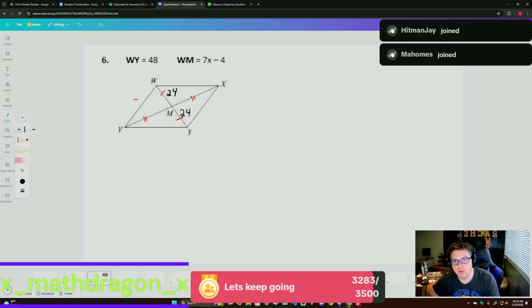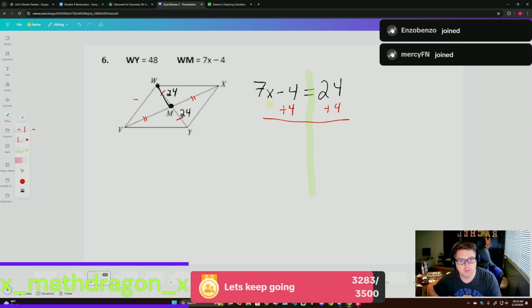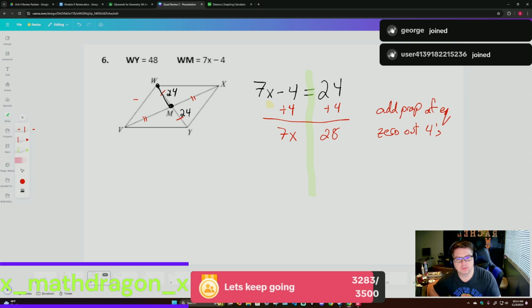All right, and then we know WM, here to here, is 7x minus 4. So 7x minus 4 is going to be equal to 24 because we split the 48 in half. Underline your variable, draw a line down the middle of the equal sign, and then we can just solve this. We're going to add 4, the addition property of equality. That's going to give us 28 on this side, and 7x. We zero out the 4s.